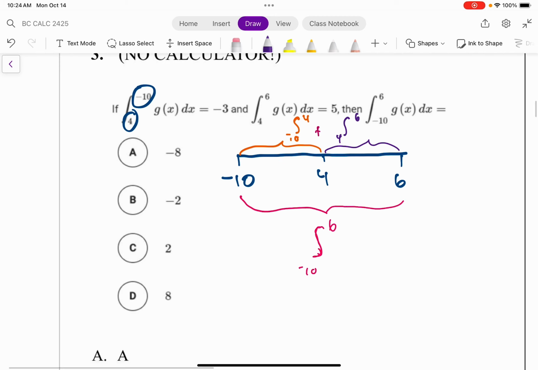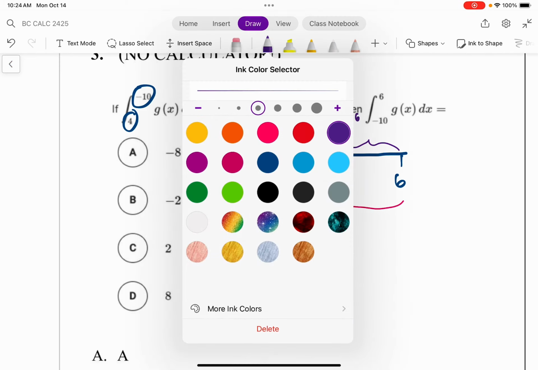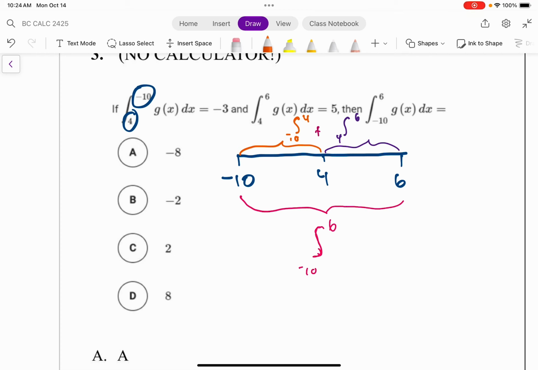And so let's see if we can get what the orange is. Do they tell us what the orange is? So from negative 10 to 4, no, they didn't. They told us that the integral from 4 to negative 10 is negative 3, but that must mean that the integral from negative 10 to 4 is the opposite of that. That's a property of integrals.